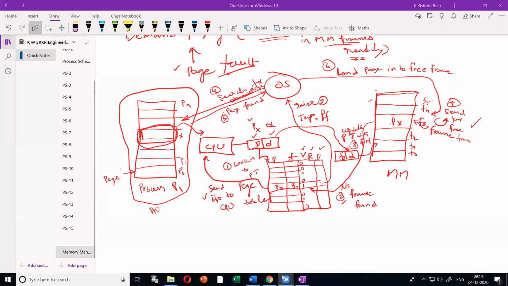Roll number 10. What is the first step? Please respond fast. Please switch on your voice and respond fast. Please don't waste the time. What is the first step? Tell me what is the first step?